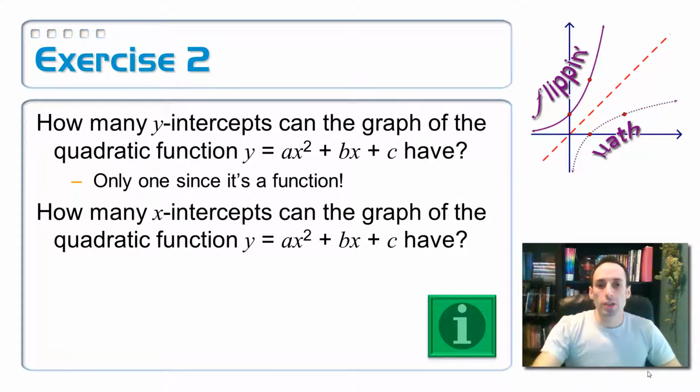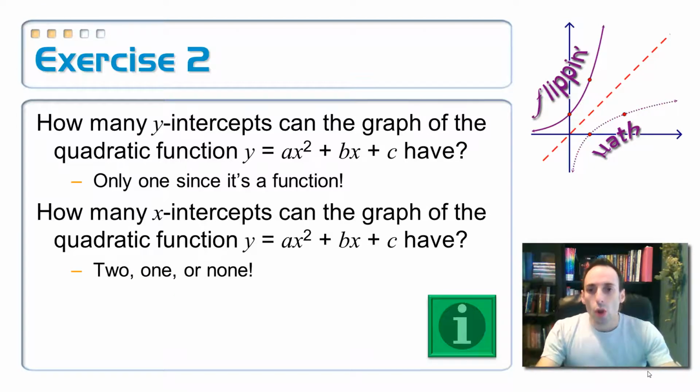How many x-intercepts can the graph of a quadratic function y equals ax squared plus bx plus c have? Well, we just saw one where it had 2. Can it have more than 2? Can it have less than 2? Think about this. Where can that parabola be in the coordinate plane? So it's possible that you can have 2 of them, 1 of them, or no x-intercepts at all.